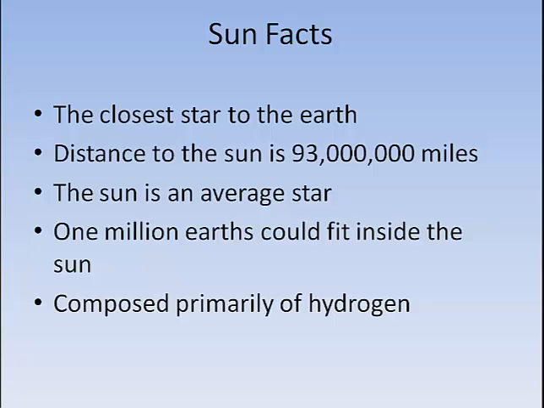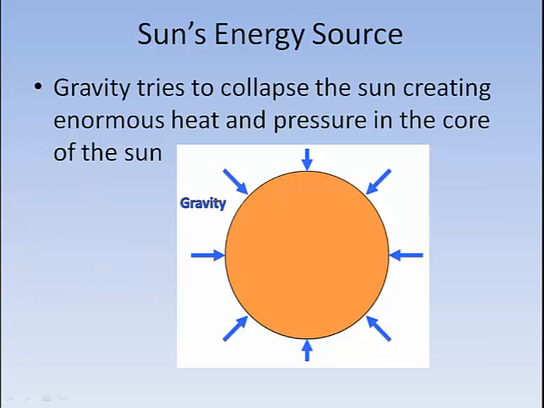And the sun's composed primarily of hydrogen. Gravity is constantly trying to collapse the sun. The sun is an enormous object, and it has tremendous gravity. And that gravity is trying to squish the sun down into a tiny, tiny ball. And that creates enormous heat and pressure in the center, or the core, of the sun.